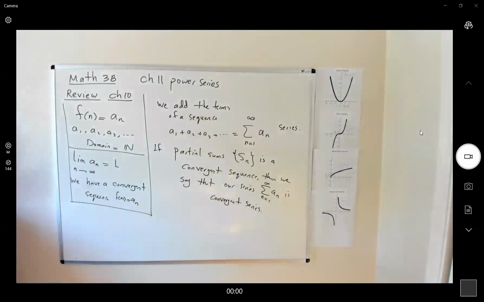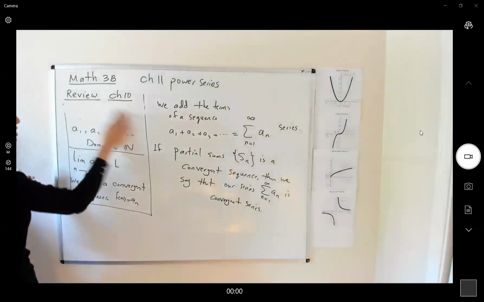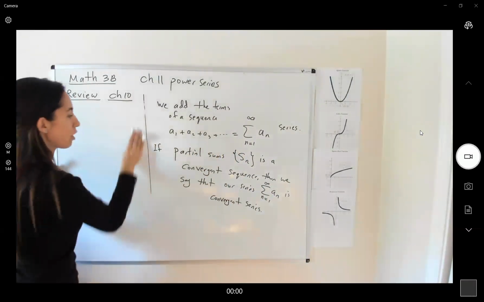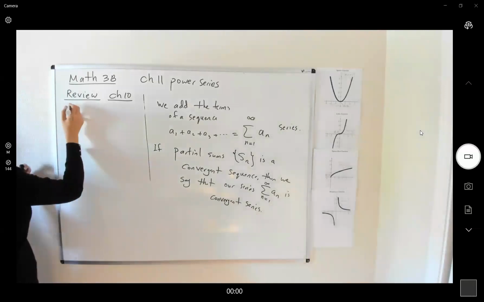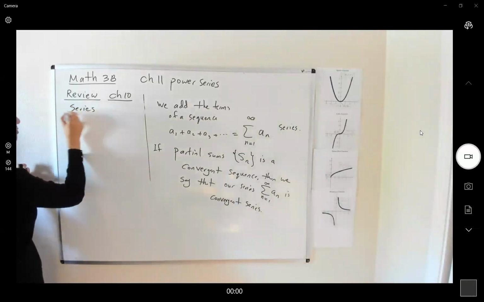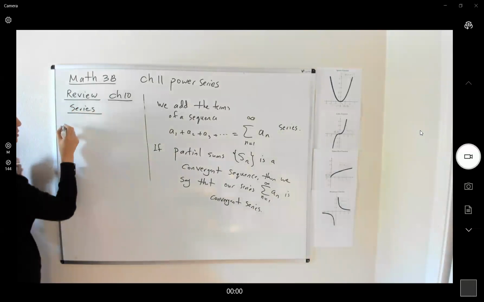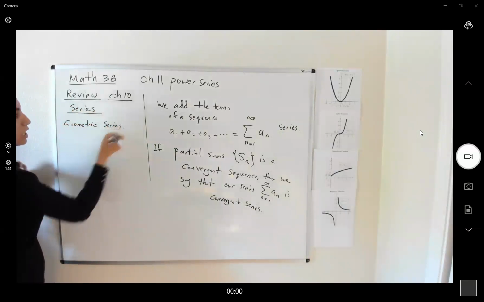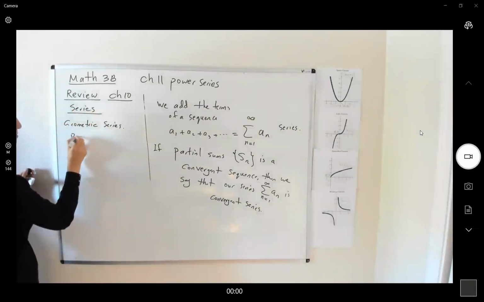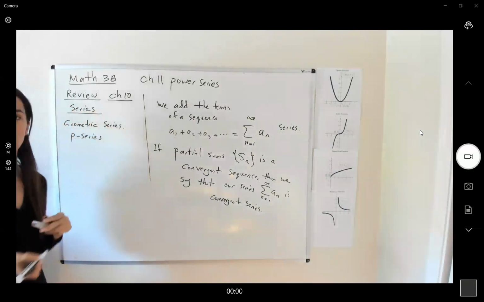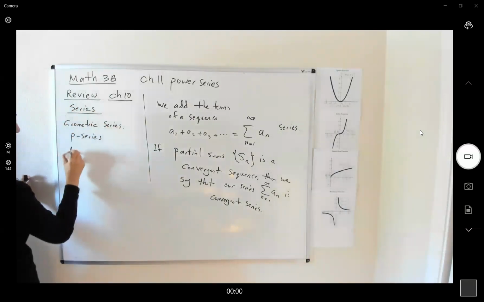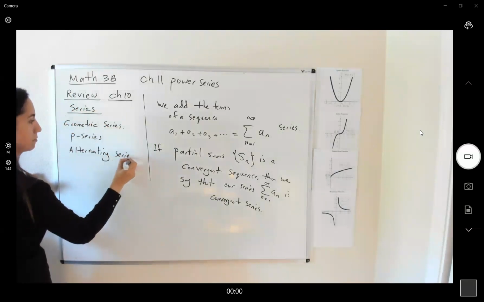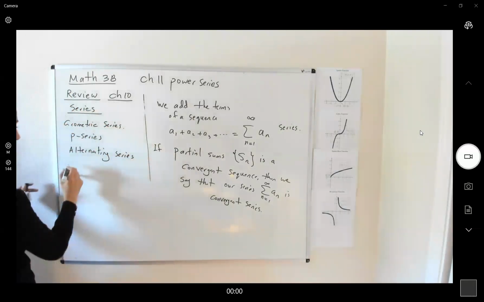Then we started talking about different types of series and techniques for understanding the behavior of series. We defined the geometric series. Then we defined the p-series. We talked about alternating series. We talked about harmonic series.